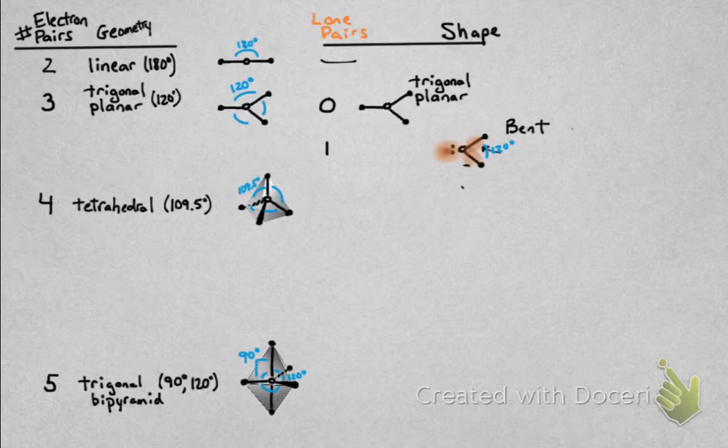With 0 lone pairs, you end up with a shape which is called trigonal planar. So all those lines represent bonds. And then if one of those positions is a lone pair, then now the molecule is called bent. The shape is dictated by the positions of the atoms. But of course, the positions of the atoms are dictated by how the electron pairs, including lone pairs, are arranged around the central atom. In this case, 120 degrees apart.